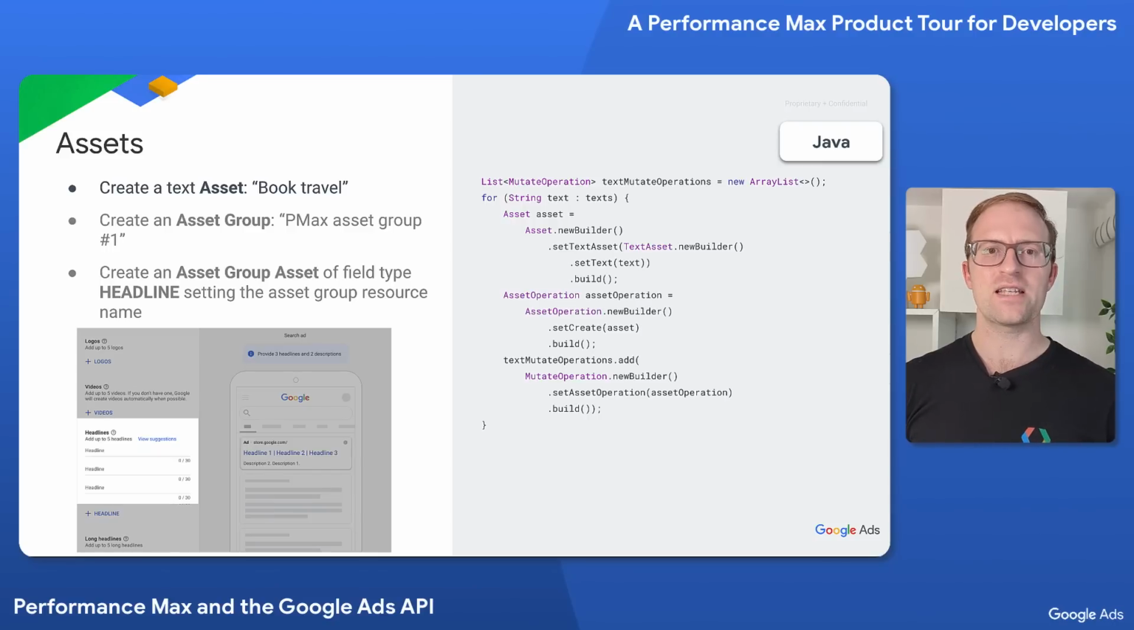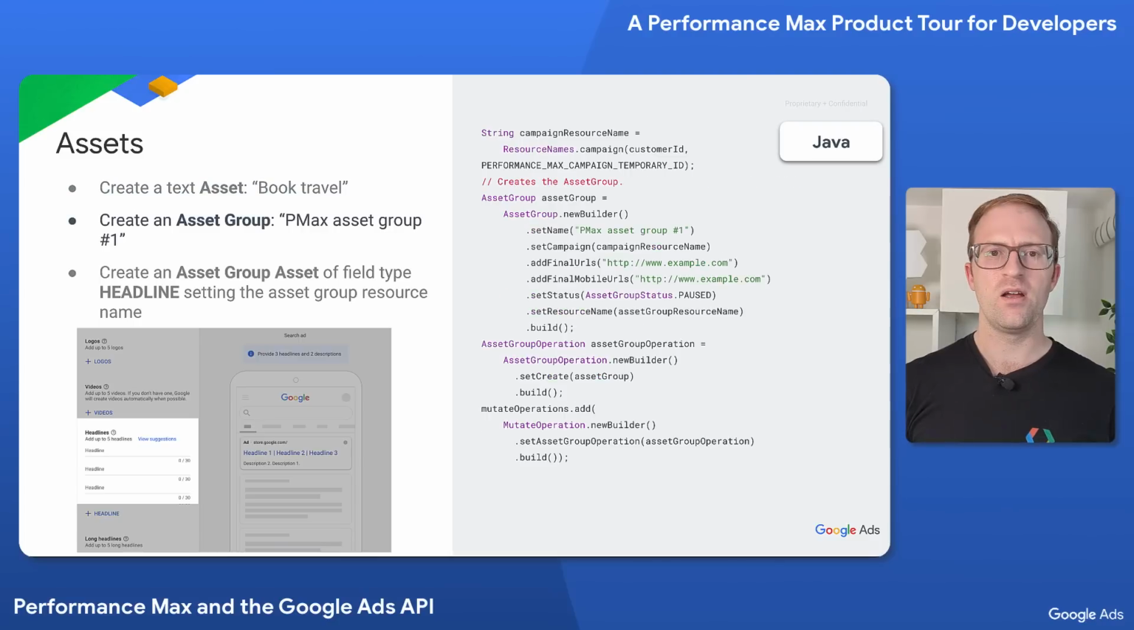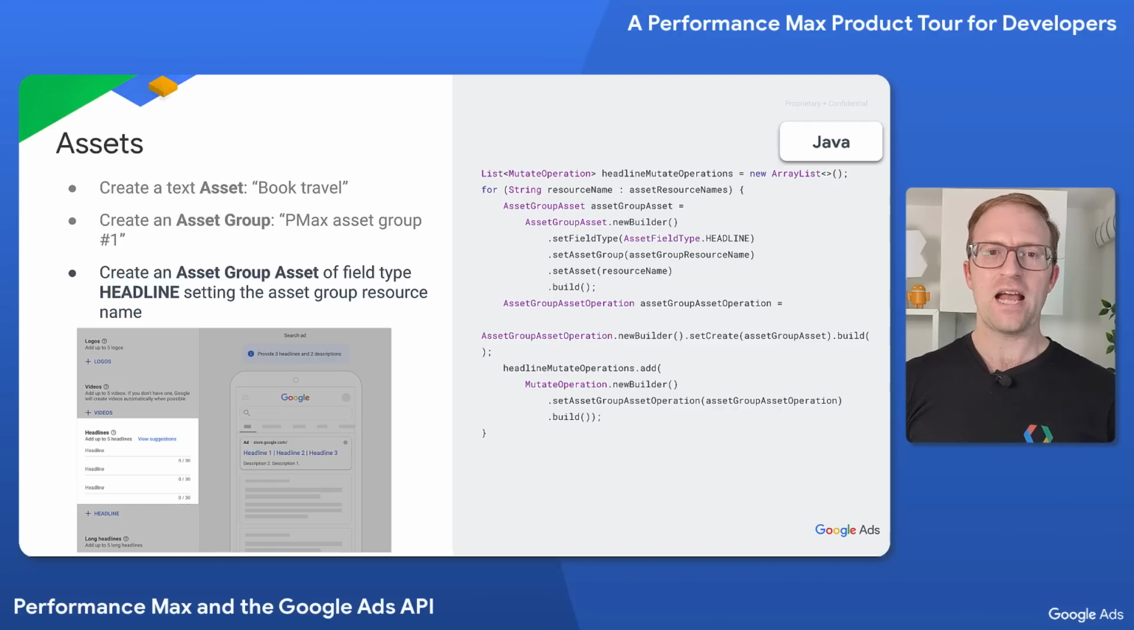In this high-level example, you can see we have to construct a text asset, in this case, "book travel". Next, we will need to make sure we have created the asset group first. Finally, we create an asset group asset to link the text to the asset group, such as a headline. We have a dedicated asset session later on in the workshop going into more detail about the steps and how to do this for other asset types.